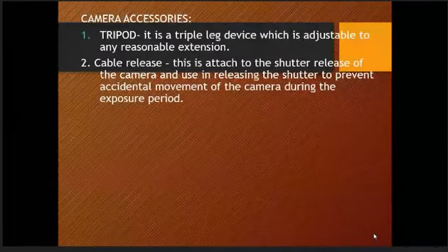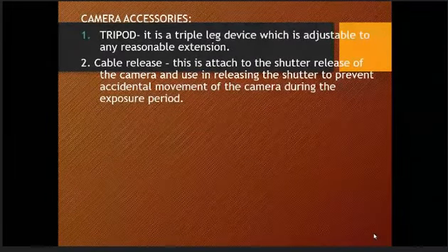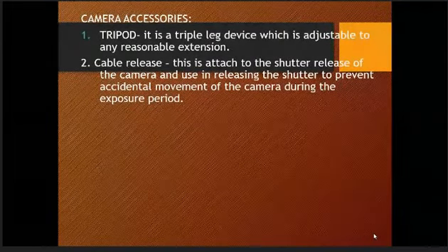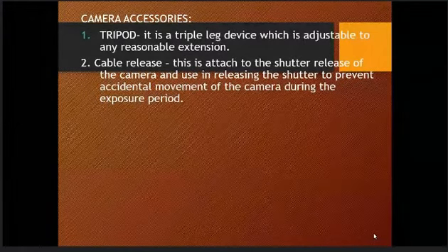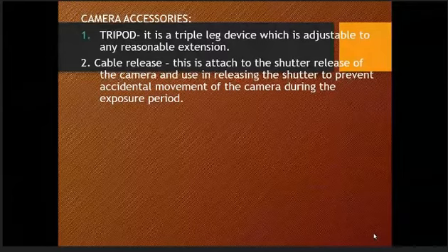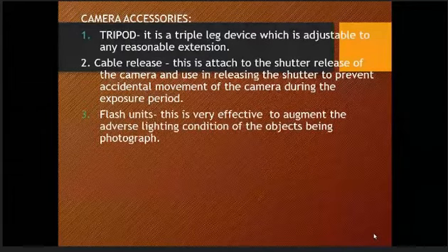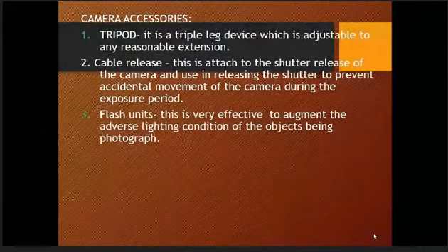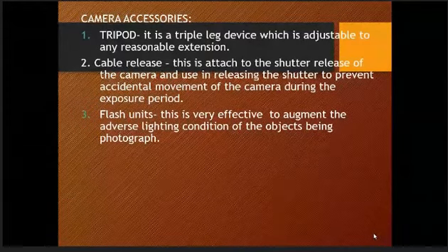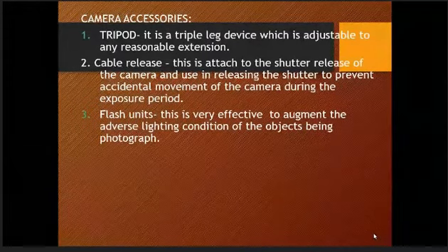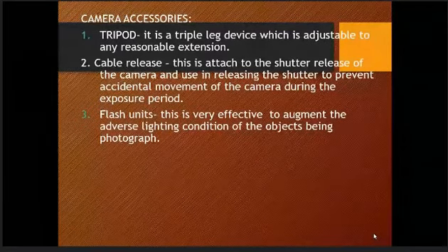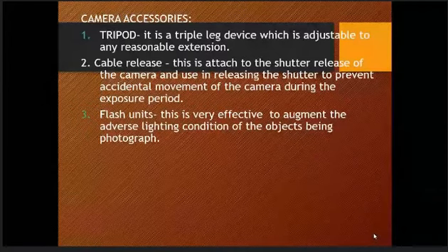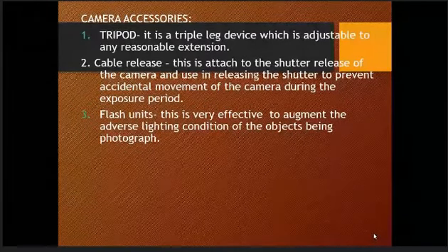Next is the cable release. This is attached to the shutter release of the camera and used in releasing the shutter. It releases the shutter so that the camera does not move. Then, flash units, to augment the adverse lighting condition in traditional photography. It fills in the light, because if the light is dim, it adds light so there is enough to take a photograph.